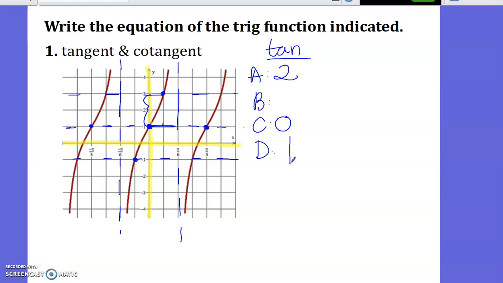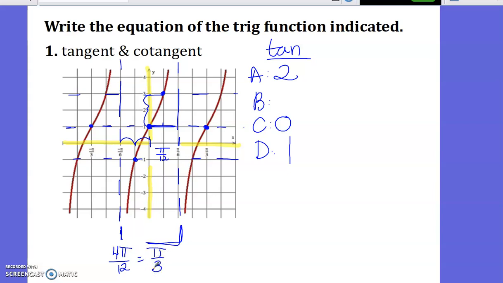Now for the period of a tan and cotan graph, we can just look at the distance between the two asymptotes. Those are 4 tick marks away. Well, I know this tick mark is worth pi over 6, and that's the second tick mark, right? So I take half of that, it's pi over 12. I have 4 pi over 12, which simplifies to pi over 3 as the period.